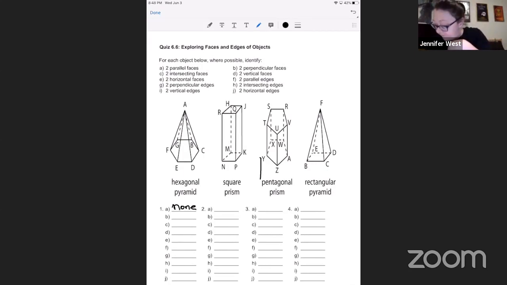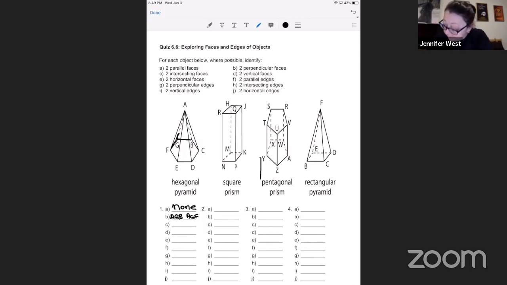None. So there are no parallel faces. Are there intersecting faces? Yes, there are. There is AGB and AGF. So AGB is this back part, and AGF is over here. So those two do intersect.